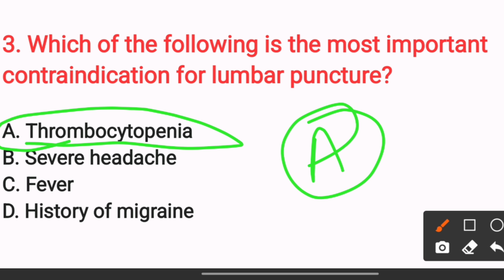Option A is the correct answer, because thrombocytopenia means low platelets. Low platelets increase the risk of spinal hematoma, and coagulopathy is an absolute contraindication. So thrombocytopenia is a contraindication for lumbar puncture.